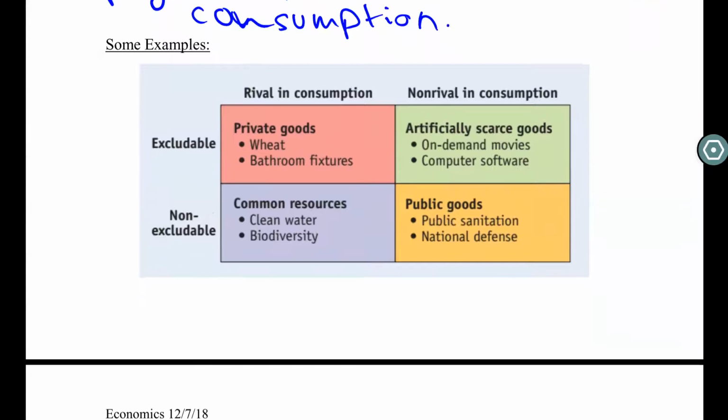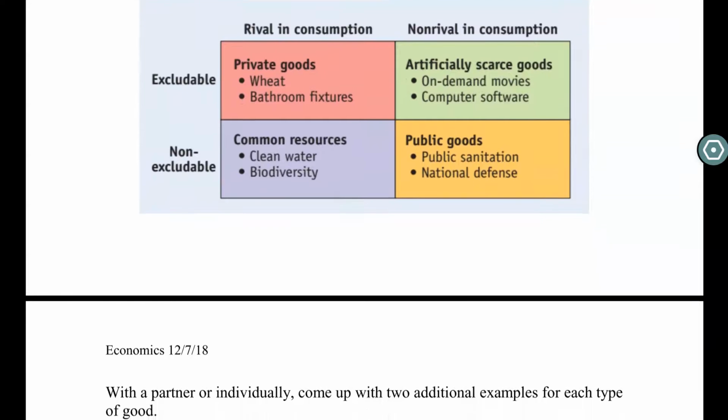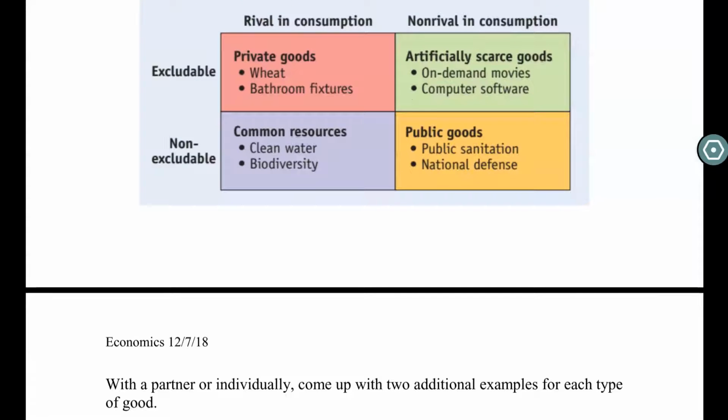We're going to do this practice exercise where we come up with some examples, and review it in class. But for now, try to think of some examples of each type of good and jot them down in your notebook so you're prepared to discuss them with the rest of the class. So that means you're thinking about a private good, artificially scarce good, a common resource, and a public good. Try to jot down some examples for those.